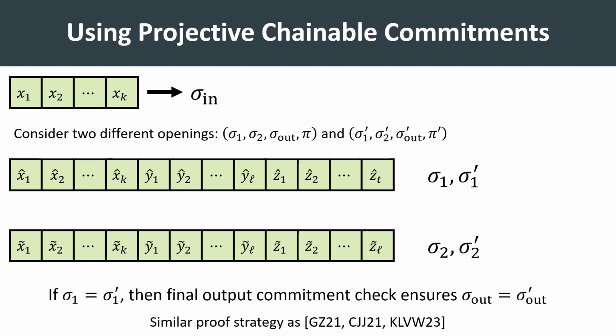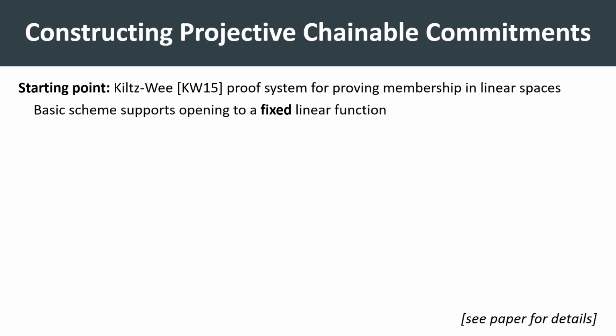Okay, so that's how we can use projected chainable commitments to construct a functional commitment for arbitrary circuits. In the interest of time, I can't tell you how we build projected chainable commitments. I'll refer you to the paper for the full details. Here, I'll just give you a very high-level overview, and maybe if you read through the paper, you can see how it matches the main bullet points here.